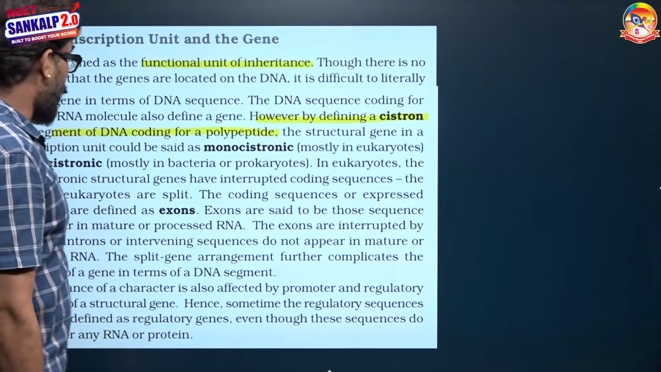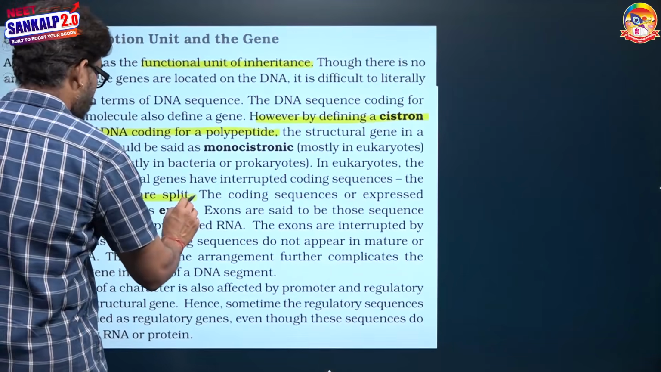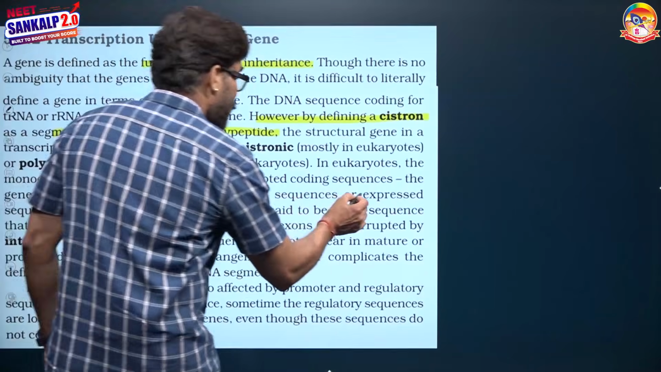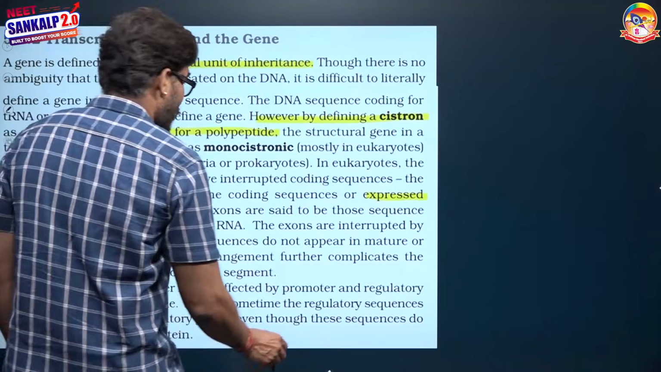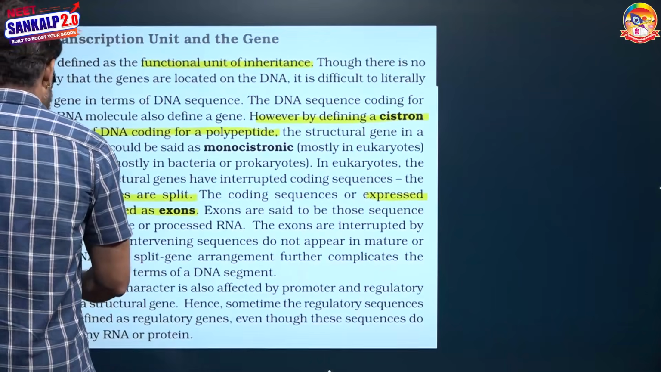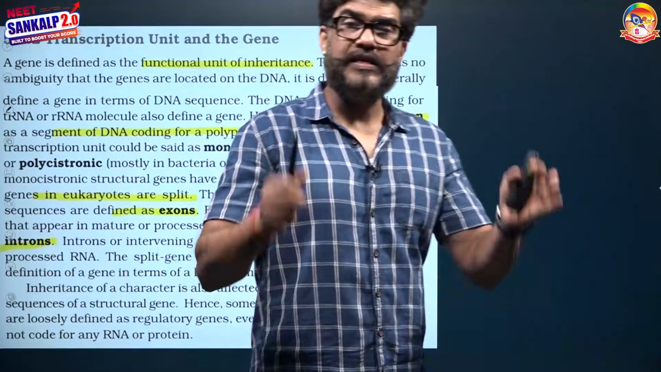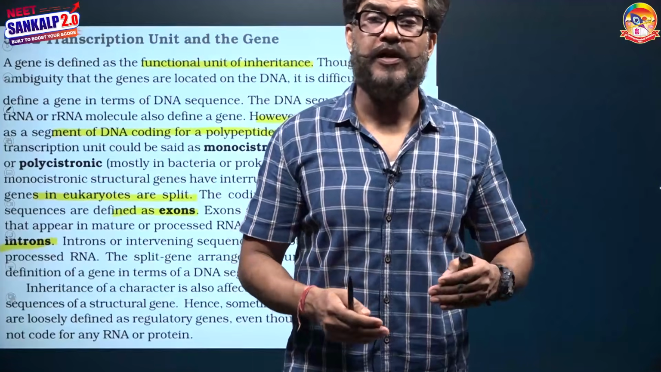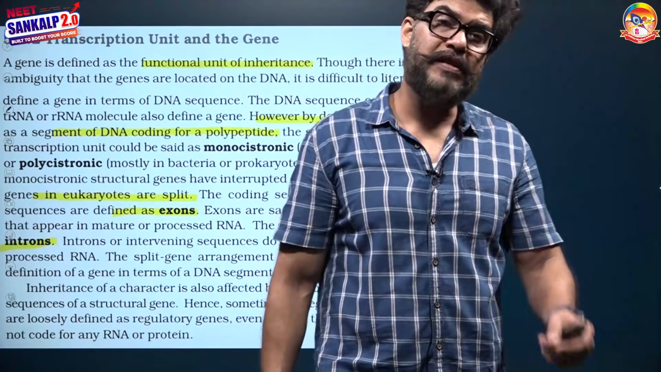Again, in eukaryotes, the genes are split. Genes in eukaryotes are split. It means it is made up of two parts. What? Expressed sequences called exons. Exons are interrupted by non-expressive regions called introns. So a eukaryotic gene is a split gene in which coding regions, exons, are interrupted by non-coding regions, introns, also called intervening sequences.